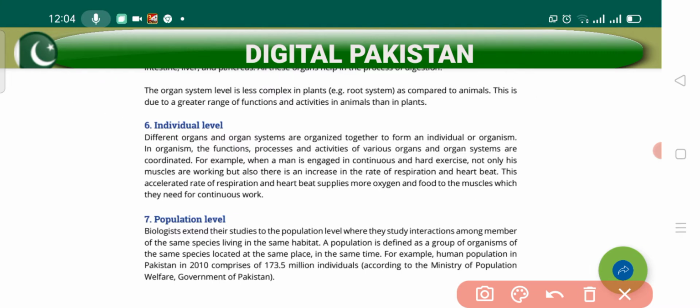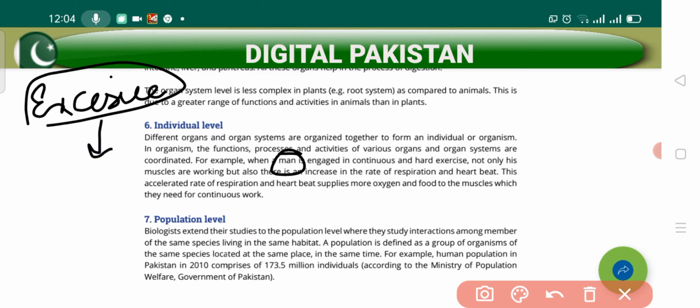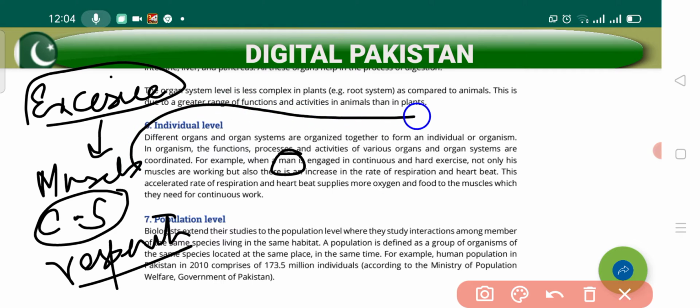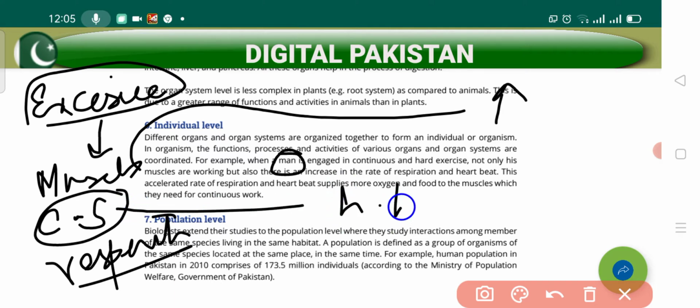For example, there is a man like you, and if you are doing exercise, what will happen? The muscles are working with you. The circulatory system, like your blood transport, is working with you, like your heartbeat, your respiration. Beta, listen to what I mean to say. If you are doing exercise, you have seen that your muscle activity increases. Due to that, the cardiac system, the heartbeat, also increases. Similarly, the rate of respiration also increases.